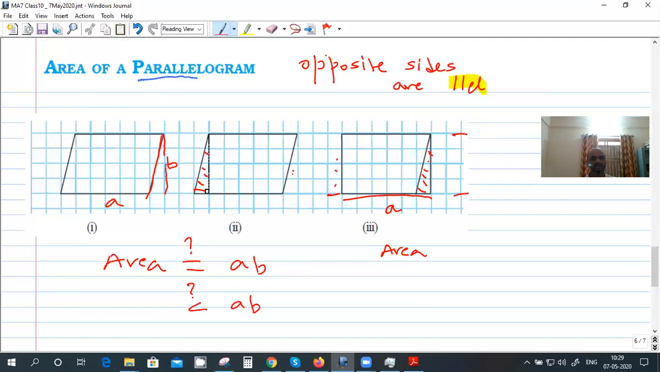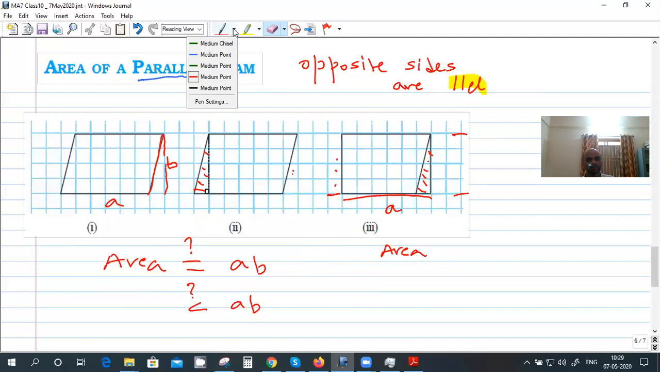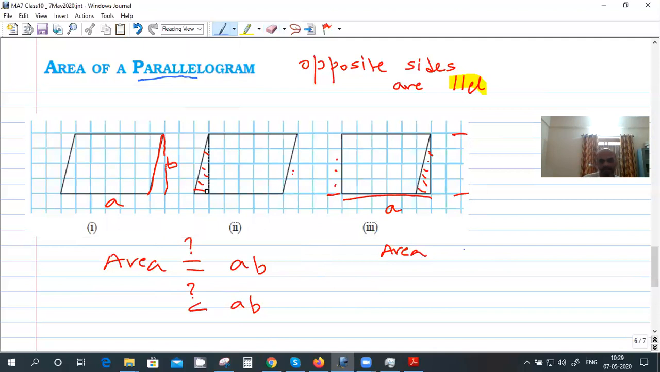That's the breadth of the rectangle, right? B is a slant line. So what we need is the vertical line. Is it B or less than B? Less than B. So we can say the area is less than AB, because the slant length is B. First thing you can say is it is less than AB. And what is it equal to?